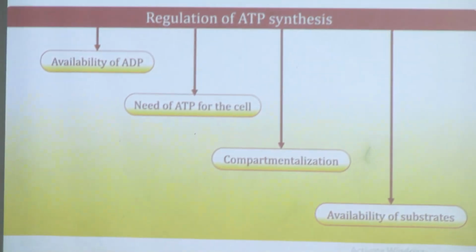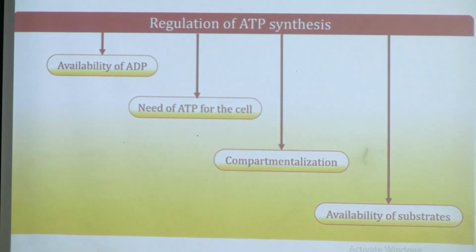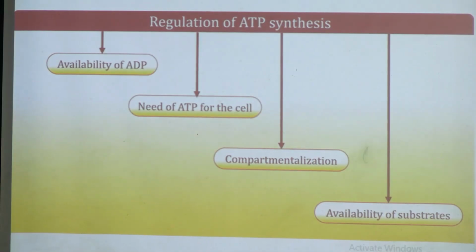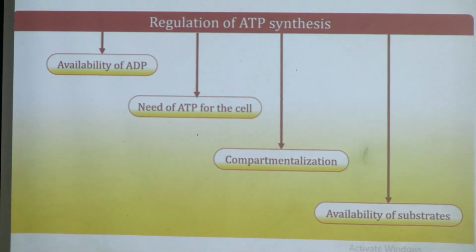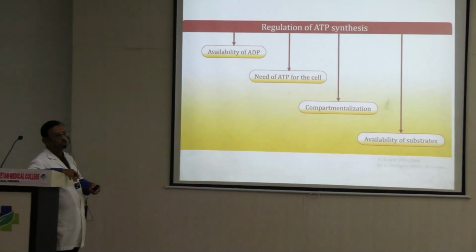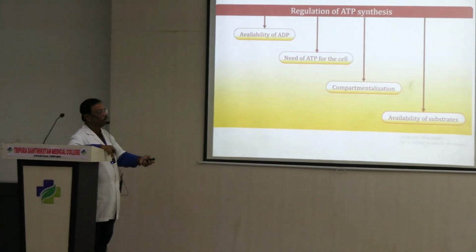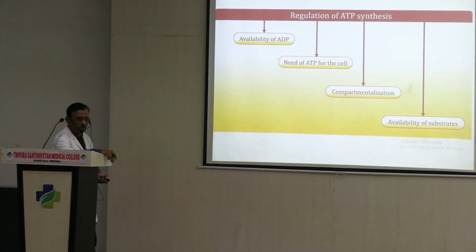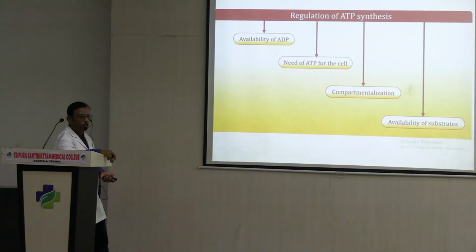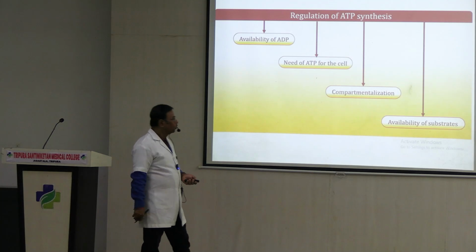Now, regulation of ATP synthesis. You cannot go on producing energy. There should be some bar in producing energy. There may be some limitation, some requirement for producing energy. So availability of ADP is one. If you cannot supply ADP, then you cannot synthesize ATP. So adequate supply of ADP is required. Need of ATP for all cells: when the body needs more ATP, more synthesis will be there.